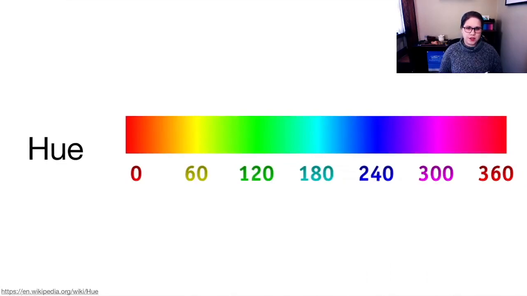So when we think of hue, that's probably what you think of when you think of color. So hue is kind of like, oh, is it red? Is it yellow? Is it green? Etc. And you can measure hue kind of like temperature or degrees, 0 to 360.